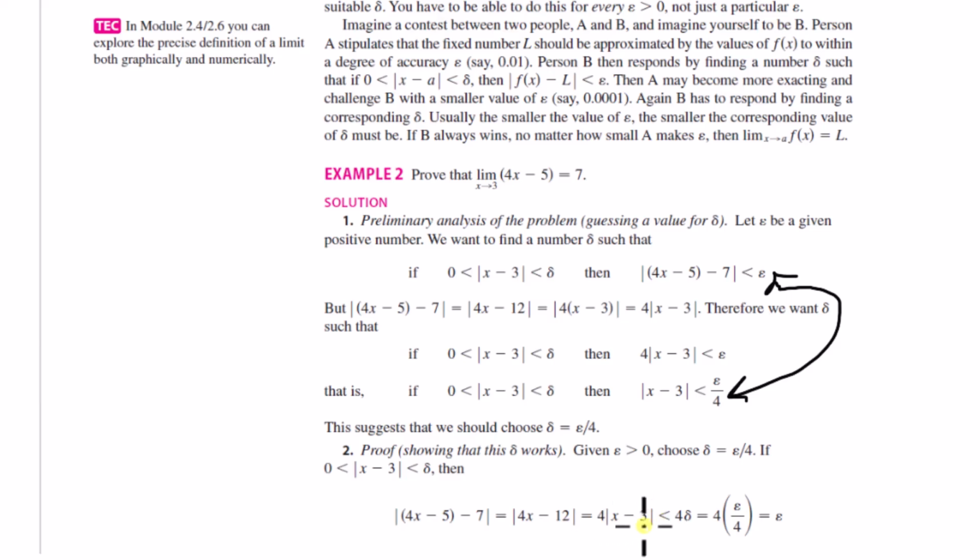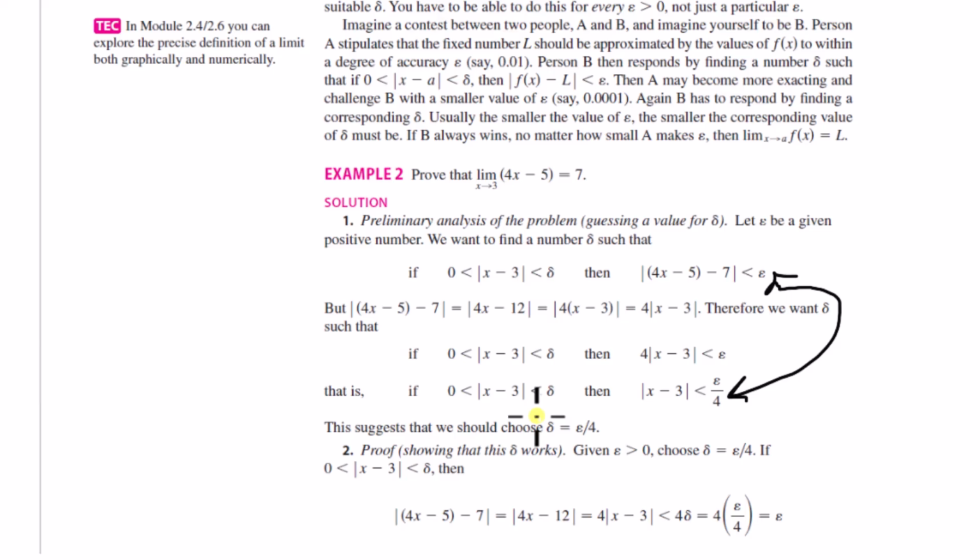Now 4 times the absolute value of x minus 3, you're multiplying this entire inequality by 4, without changing the inequality, and you get 4 times the absolute value of x minus 3 is less than 4 delta. Well, delta is epsilon divided by 4, so plug delta in. This simplifies to epsilon. There you go. This expression is less than epsilon. But again, you might be scratching your head thinking, so how does this prove the limit?